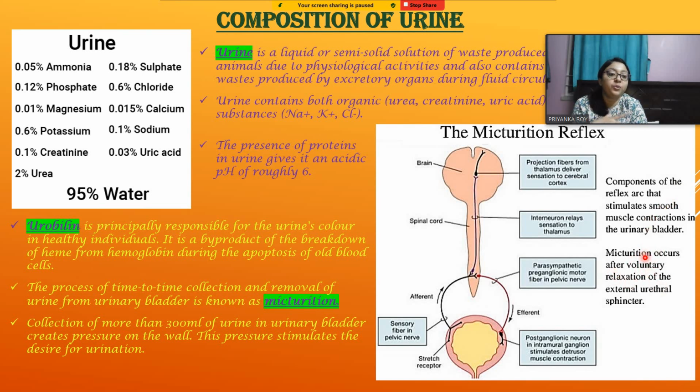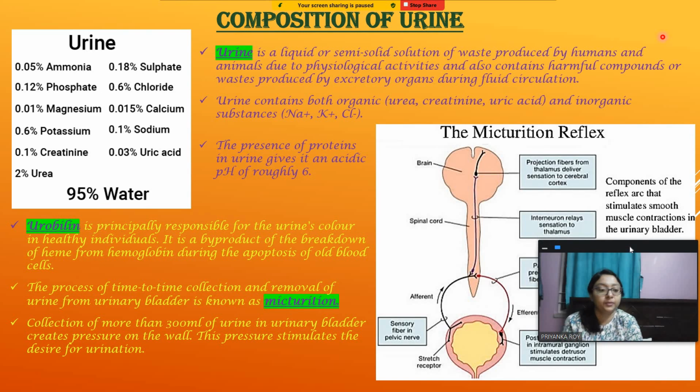Micturition occurs after voluntary relaxation of the external urethral sphincter, and only then can urination occur. So this is the basics of the excretion chapter, and we have completed unit 5 over here. Thank you.